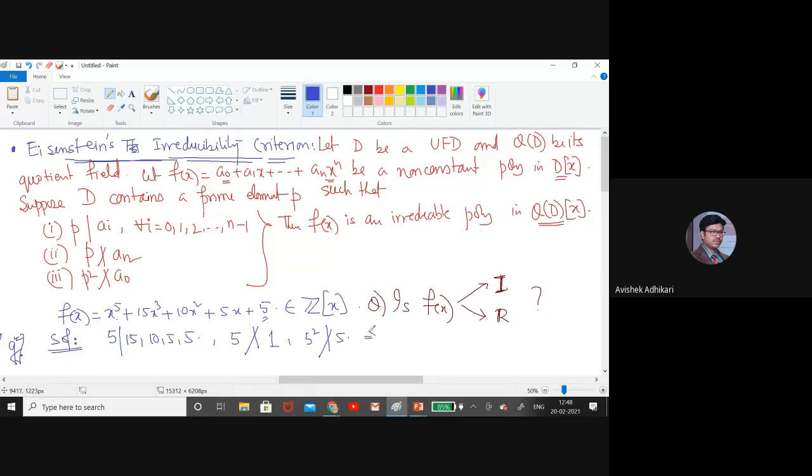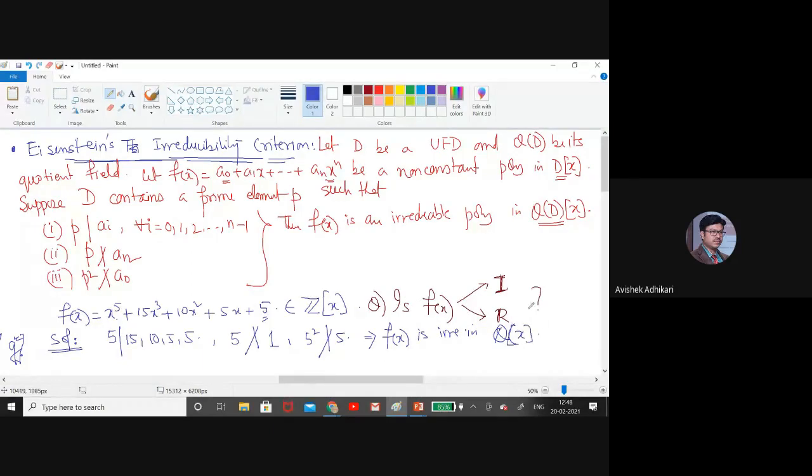So what is your conclusion then? That is important. What is your conclusion then? f(x) is irreducible. f(x) is irreducible in Q[x], the quotient field of Z. So it is irreducible in Q[x].